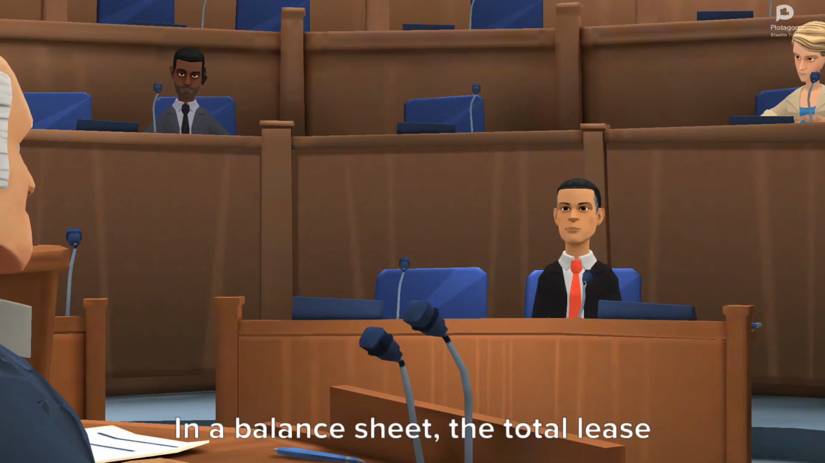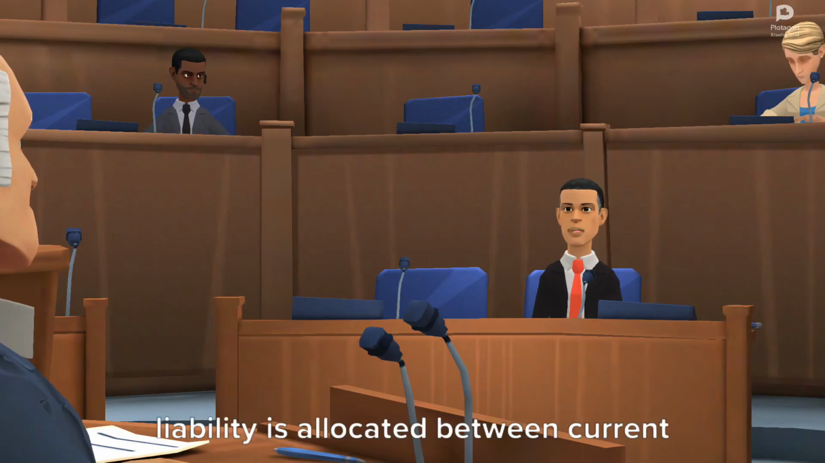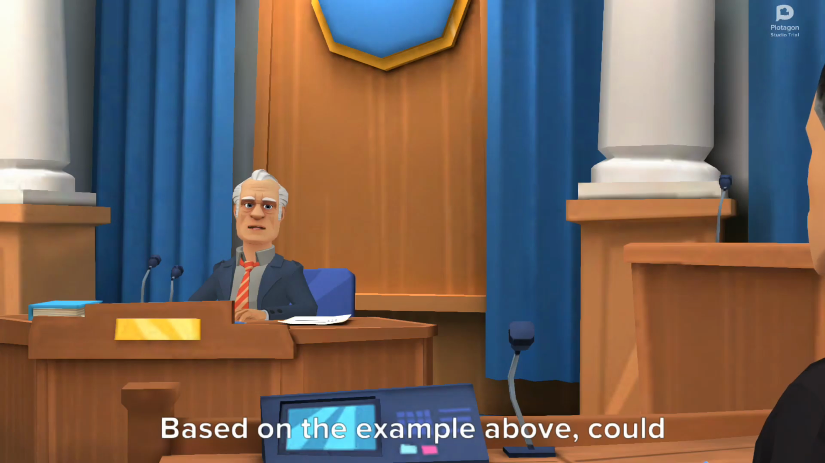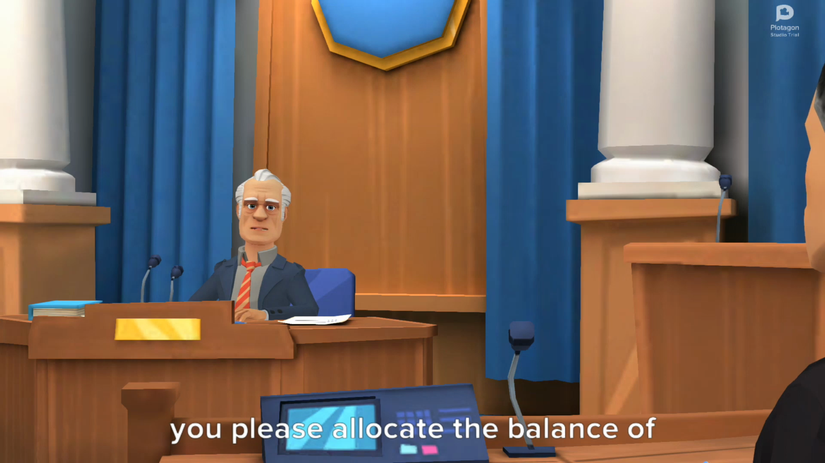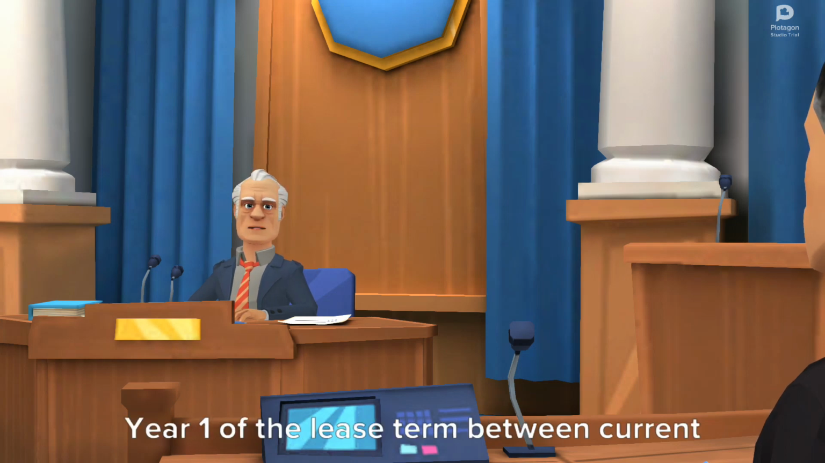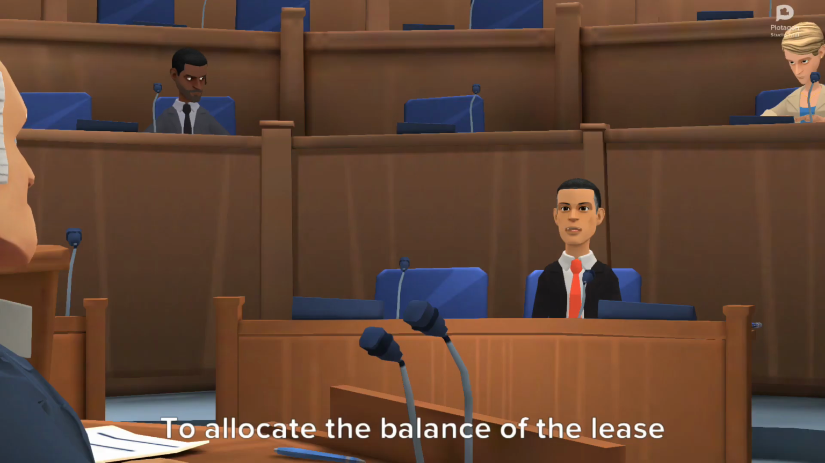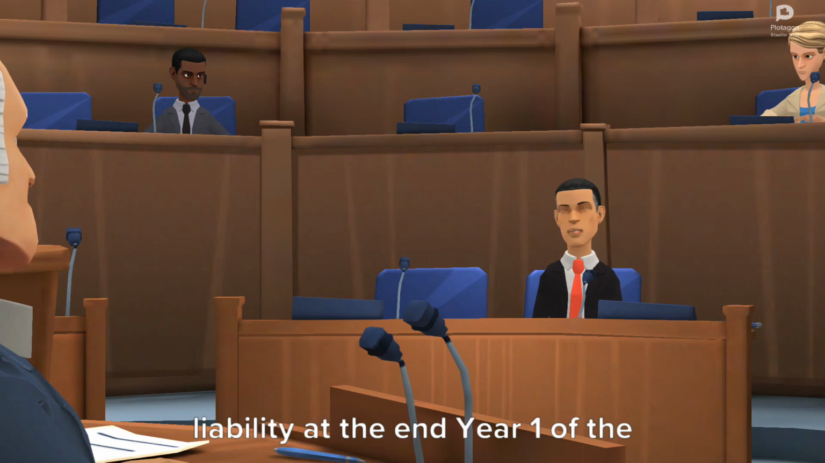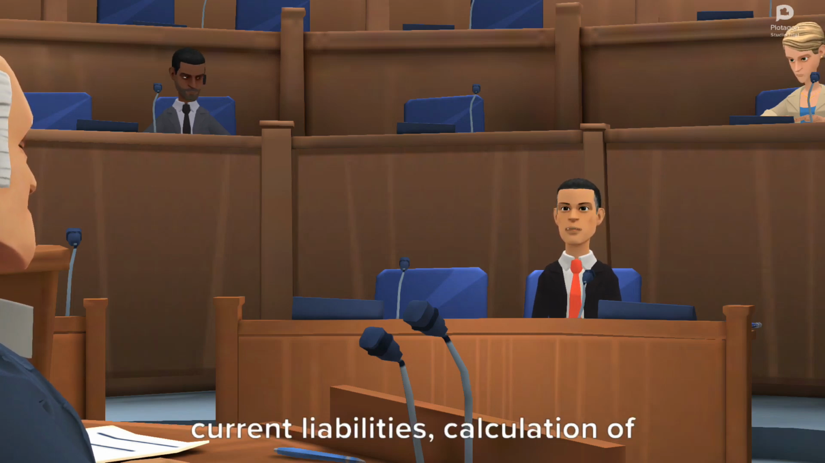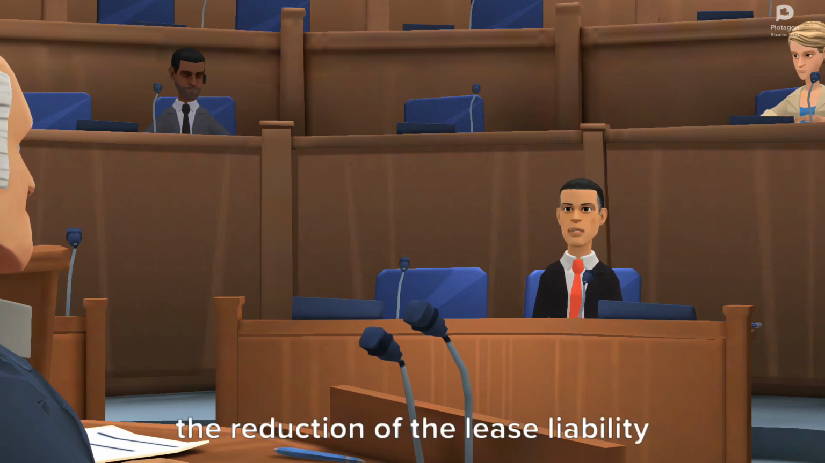In a balance sheet, the total lease liability is allocated between current and non-current portions. Based on the example above, could you please allocate the balance of the lease liability at the end of year one of the lease term between current and non-current liabilities? To allocate the balance of the lease liability at the end of year one of the lease term between current and non-current liabilities, calculation of the reduction of the lease liability for each of year one and year two is needed.